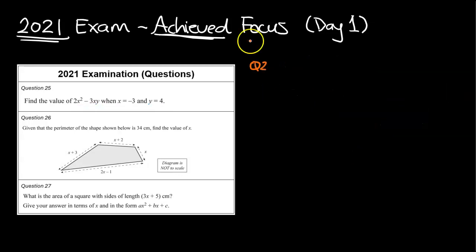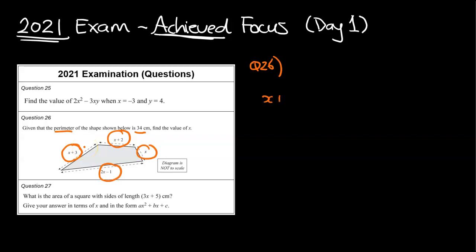We are now on to question number 26, and given the perimeter, I'll underline that because that's quite an important word, of the shape is 34 centimeters, we've been asked to find the value of x. So this here, the perimeter, is just a reminder, the addition of all of the sides of the shape, which means we're going to need to add together all of the numbers that form the side. So let's start off by doing that.